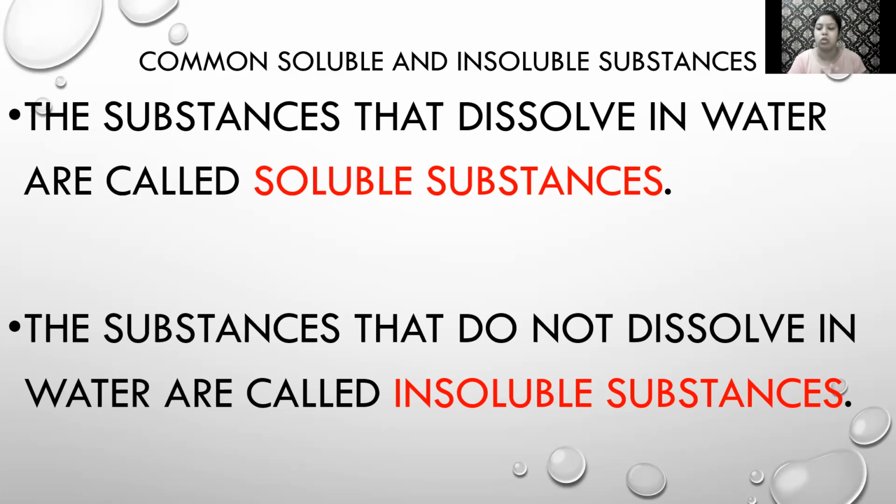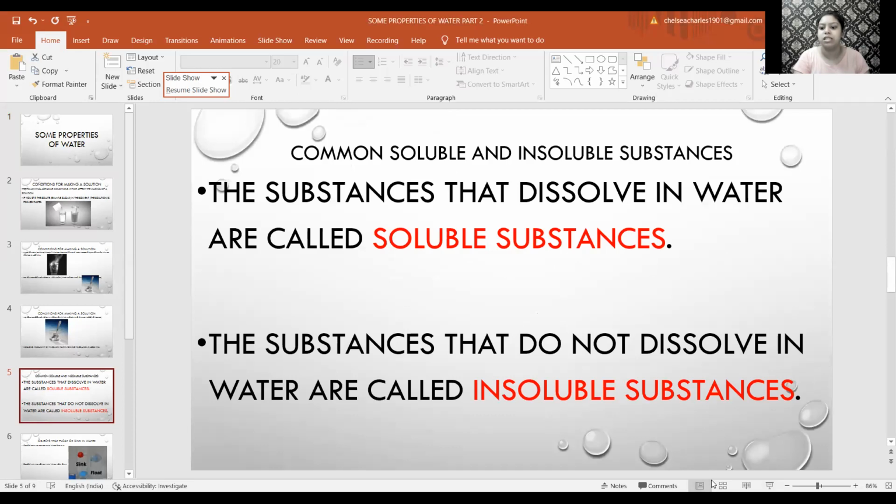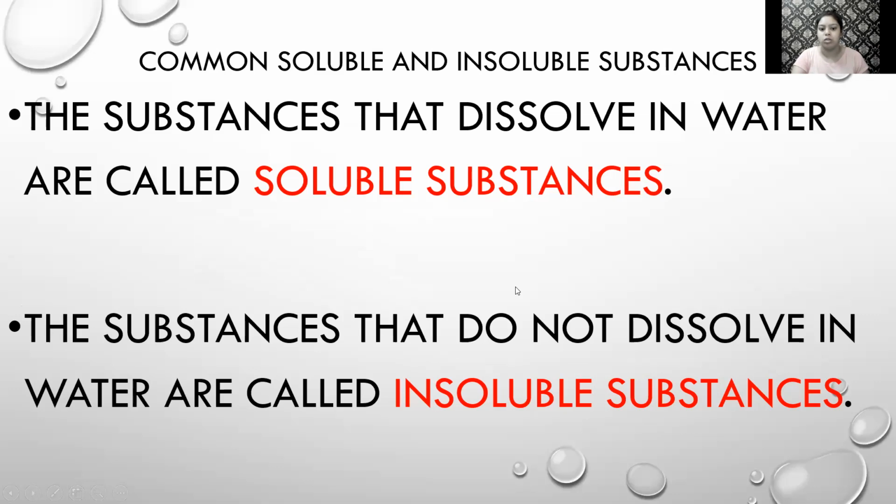The next one, substance that do not dissolve in water are called insoluble substance. How much ever I mix or try to do anything, it does not dissolve. So it is called insoluble substance. Okay, let's repeat again. Substance that dissolve in water are called soluble substance, and substance that do not dissolve in water are called insoluble substance.